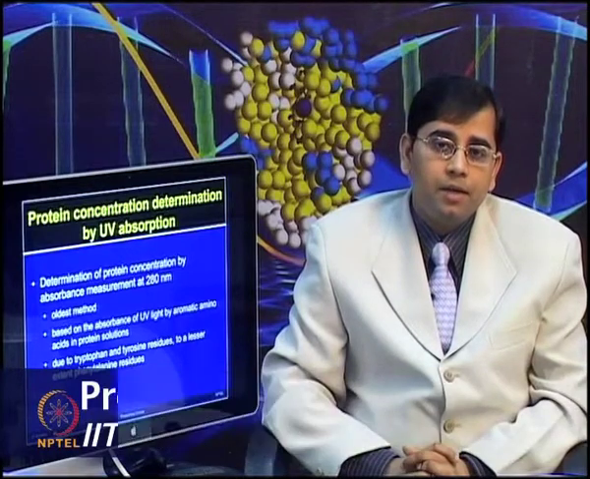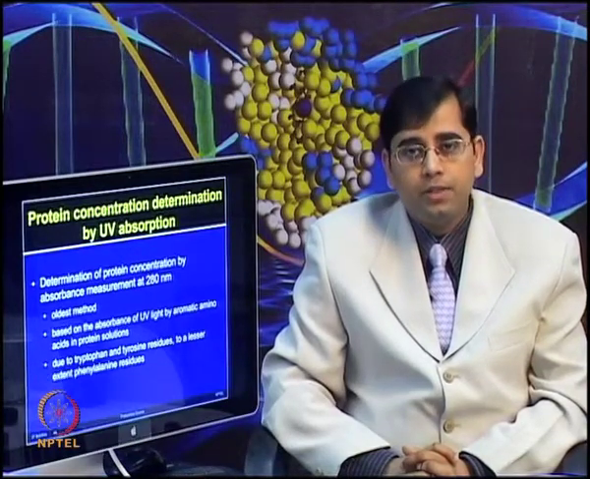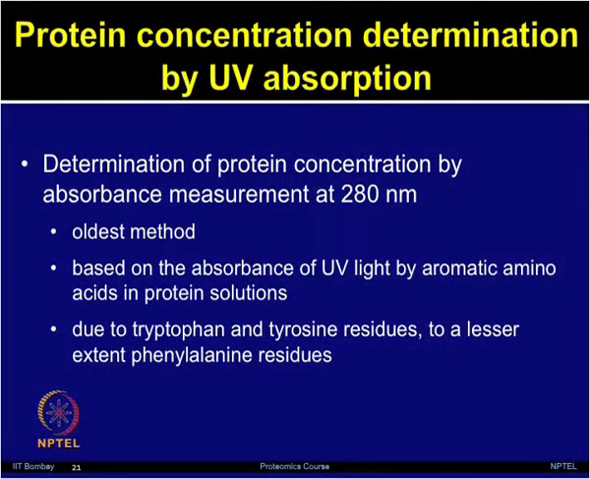The protein concentration determination by UV absorption is one of the very commonly used methods, in fact the oldest method, to determine the protein concentration by the absorbance at 280 nanometers. This method is based on the absorbance of ultraviolet light by aromatic amino acids such as tryptophan and tyrosine residues, which are present in the protein solutions. Phenylalanine is also an aromatic amino acid, but to a lesser extent it is responsible for this absorbance.